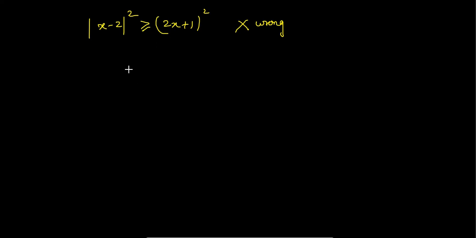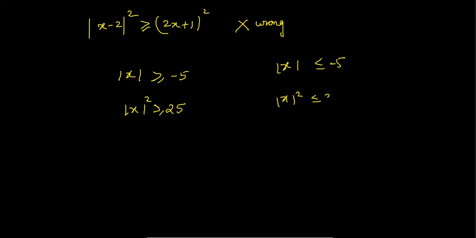Okay, for example, if I say that mod x is greater than or equal to minus 5, if I square this, you will get mod x square is greater than or equal to 25. But if it is less than minus 5, mod x square again will be less than or equal to 25.